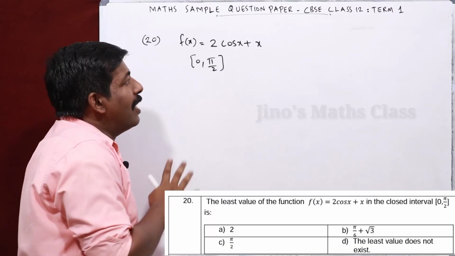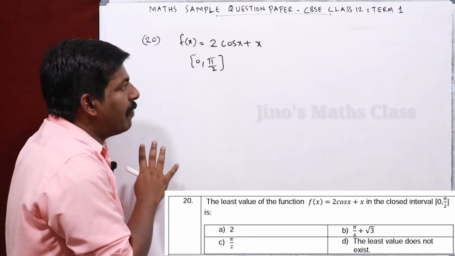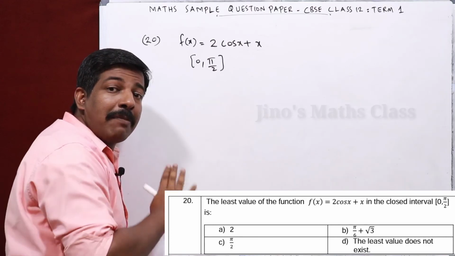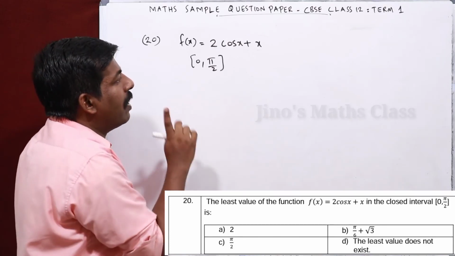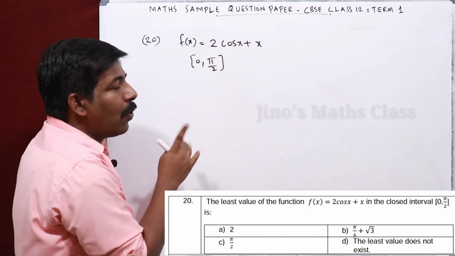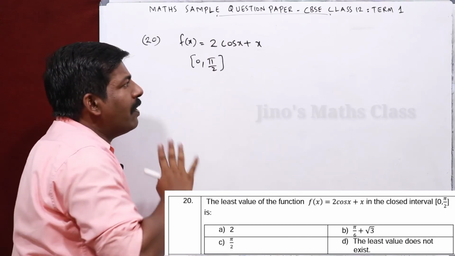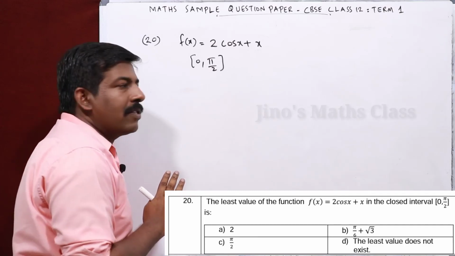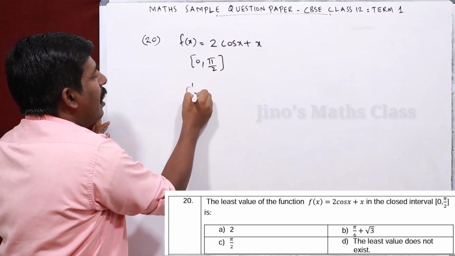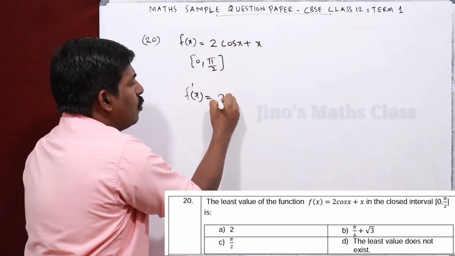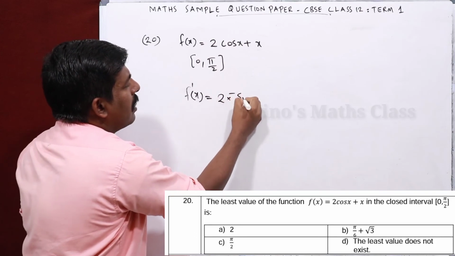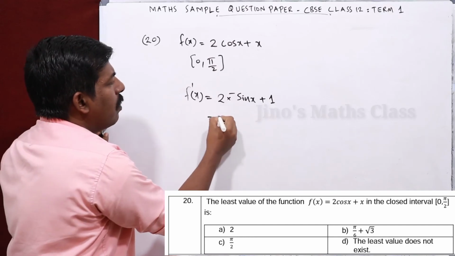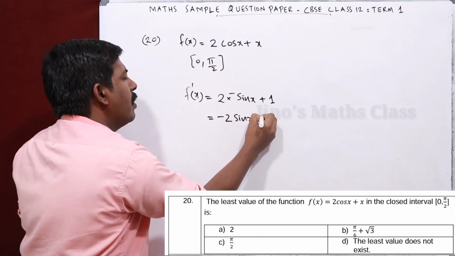Question number 20. Here we have to find the least value of f of x in closed interval 0 to pi by 2. That means we have to find the absolute minimum value of this function in this closed interval. So it is not about a local minimum value. Anyway, for local minimum or absolute minimum, we will find the derivative of the given function first. So here f dash x is equal to 2 into derivative of cos x, which is minus sin x, plus derivative of x, that is equal to 1. That means this is equal to minus 2 sin x plus 1.